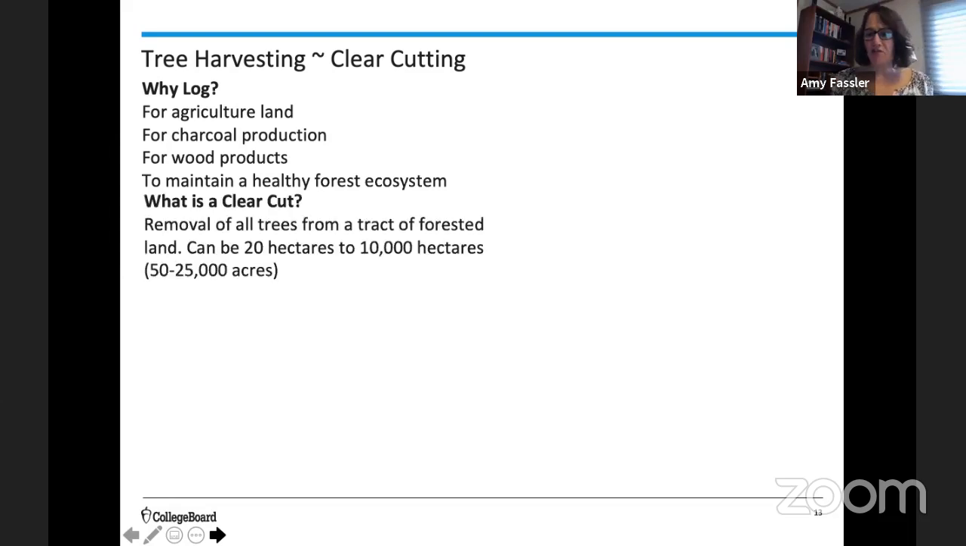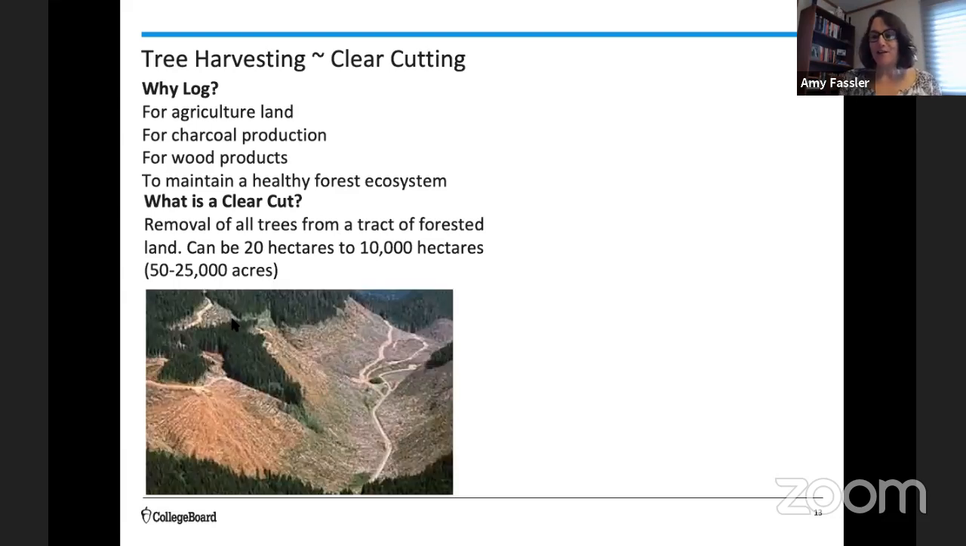So let's do a quick review. What is a clear cut? It's the removal of all the trees from a tract of forested land in one area. It leaves a big opening, very obvious. It's a pretty broad term that can be used to describe a lot of different kinds of clear cuts. There's a really big difference between a small clear cut that I might make, even though it classifies as removing all the trees from a forested tract of land, and a very large one. A 20 hectare or 50-acre clear cut is not going to have near the environmental impacts that a very large clear cut like this one is going to have.